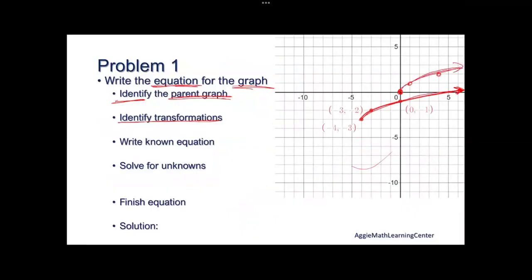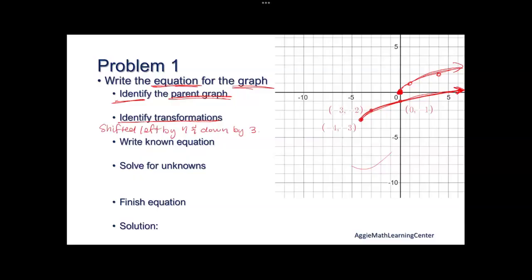With the transformations that we can see, taking just these points, our point 0, 0 is now moved down to negative 4, negative 3. So now we know that we have shifted left by 4 and down by 3.